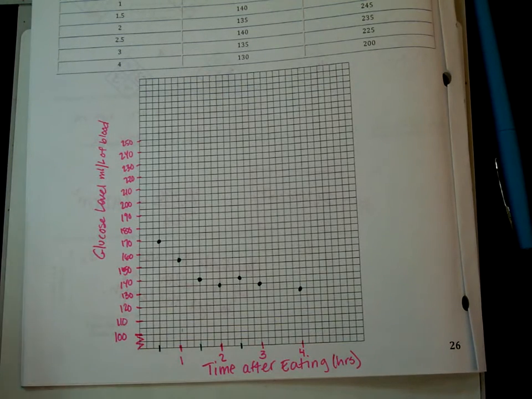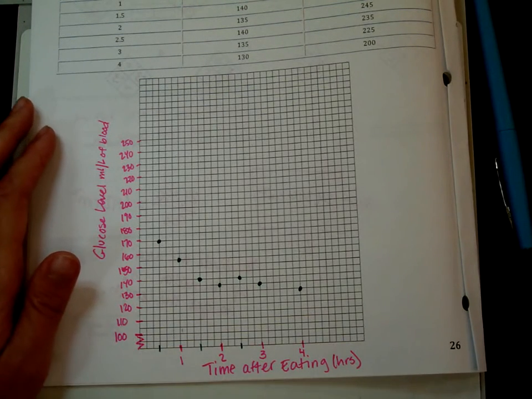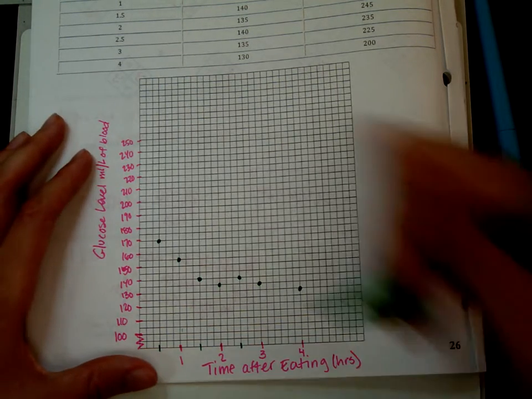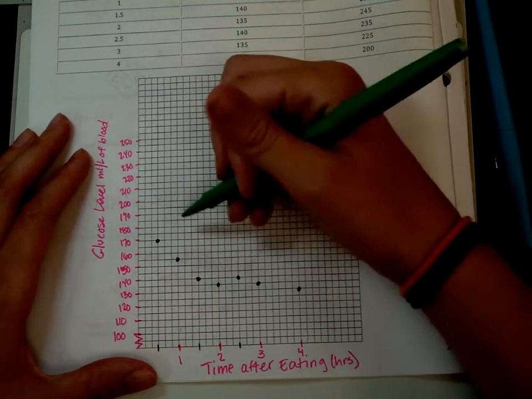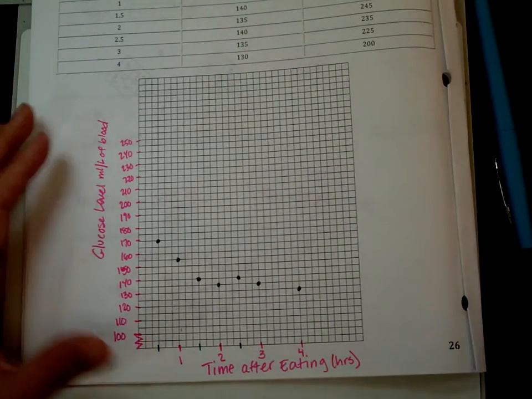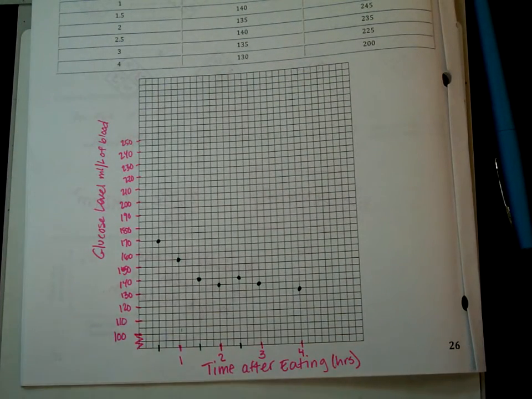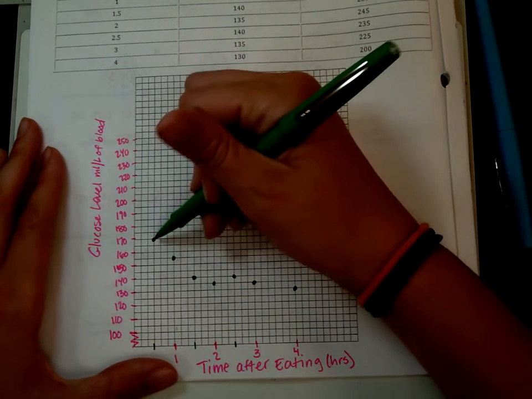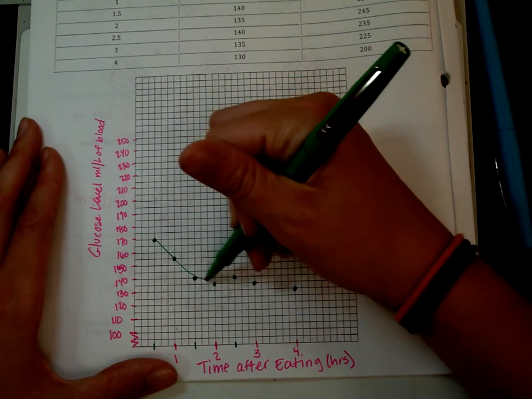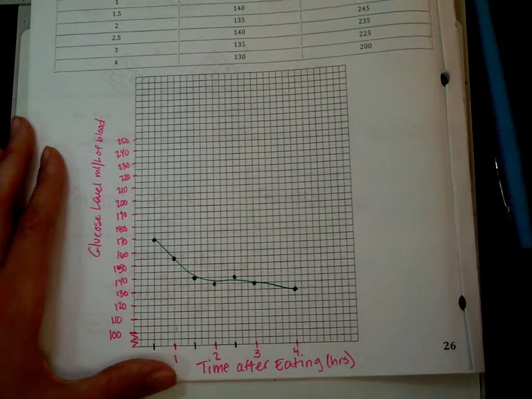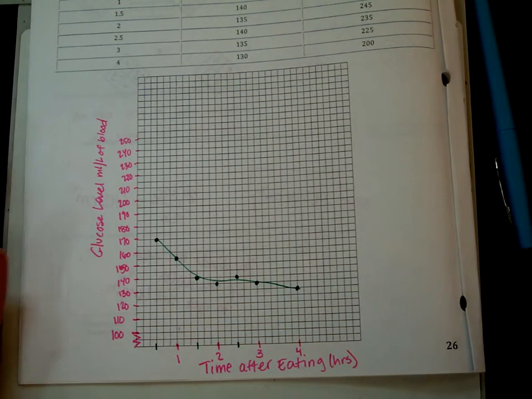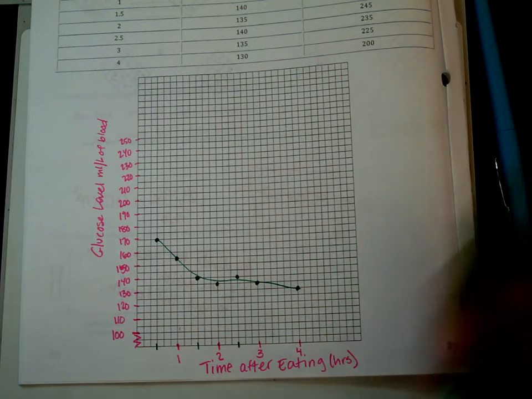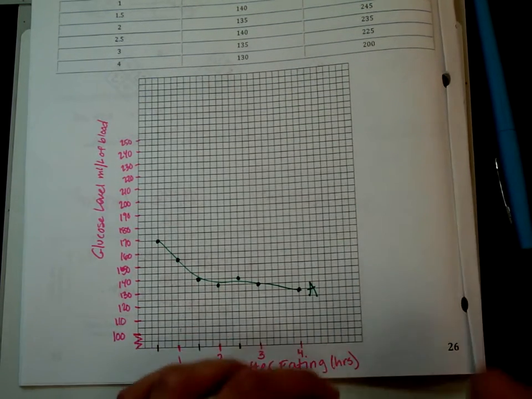So person A's blood sugar is dropping. So I'm going to go ahead and fit a little curve to these points. It's kind of curving like that. It's not really a best fit line, but it's kind of like a best fit curve. So this is person A.